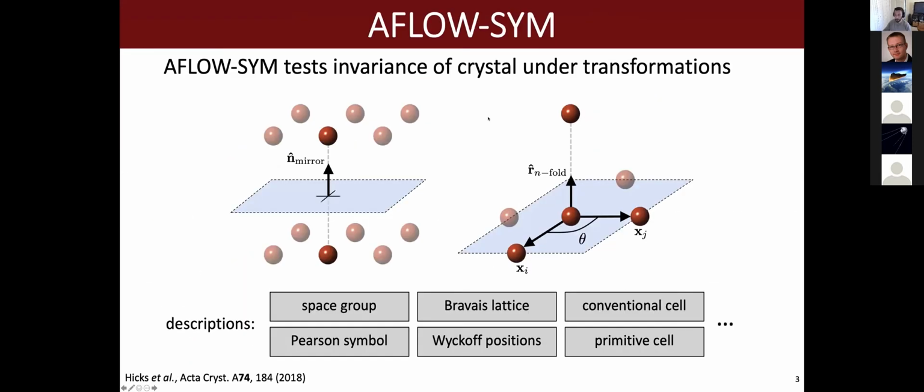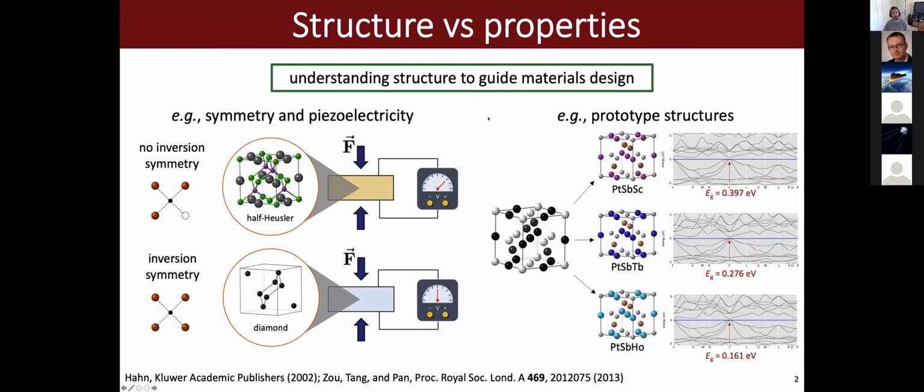I wanted to motivate this section by highlighting why symmetry is important. The overall goal here is we want to better understand the structure, so that we can help better guide materials design. For instance, you can use symmetry to determine whether or not a particular material exhibits certain properties.